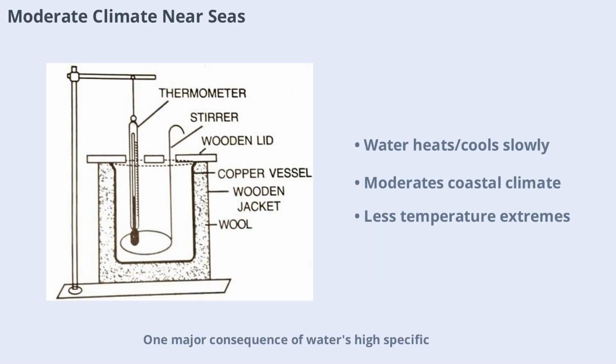One major consequence of water's high specific heat is the moderate climate near seashores. Water heats up and cools down much more slowly than land. For the same amount of heat, water's temperature rises about 5 times less than sand. This means coastal areas experience less extreme temperatures, making the climate more comfortable for people and wildlife.